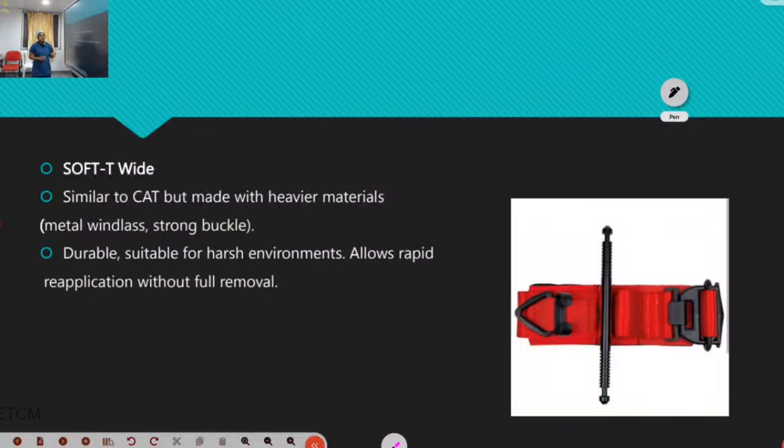Next is the SOFTT-W. This is almost like the CAT itself, but the metal rod is much heavier than what we have seen in the CAT. So it is similar to the CAT but with heavier materials, and it is durable, suitable for harsh environments, and allows rapid reapplication without full removal. So this is what the SOFTT-W tourniquet looks like.